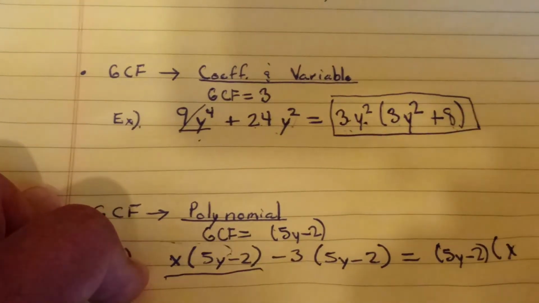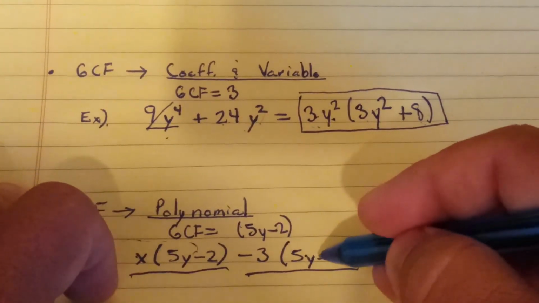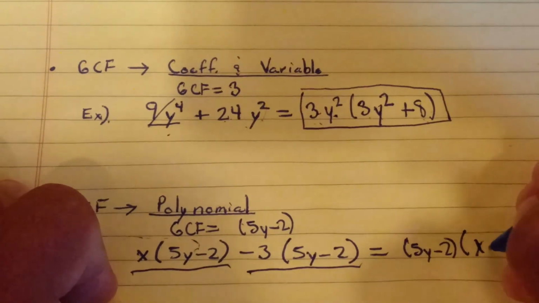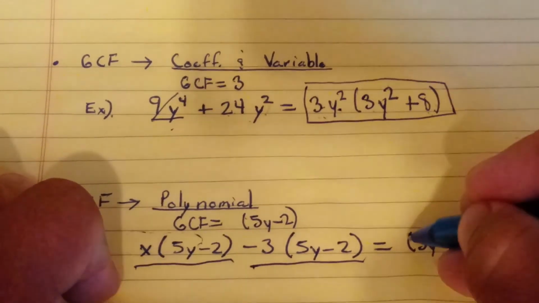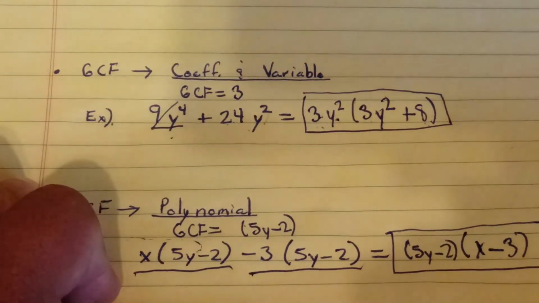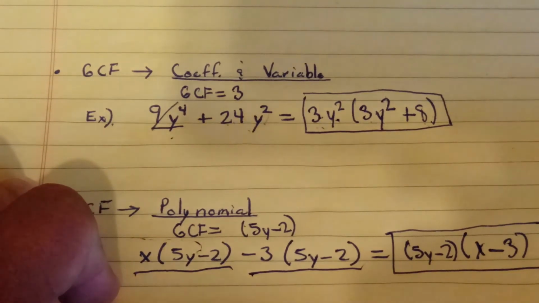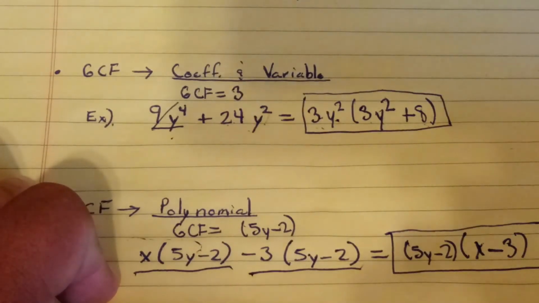And we're going to do it with the second term right here. So we factor out 5y minus 2, we're left with minus 3. And that would be your answer right there. So once again, this concludes the different types of GCFs that you're going to cover in this section. In our next part, we're going to go ahead and do some practice problems.